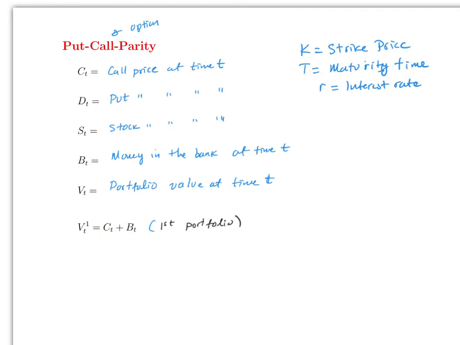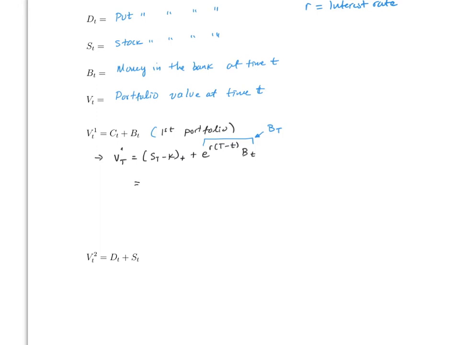Okay. So then what will happen at time T, which remember that's the expiration time. At that time, the value of the call will be (ST minus K)+, and the value of the bank account is going to be e^(r(T−t)) times the amount. Remember, it's the interest you will get from the account. So all of this is B_T. Okay, so this has two choices.